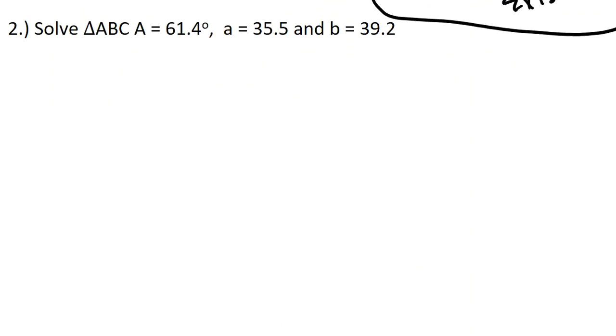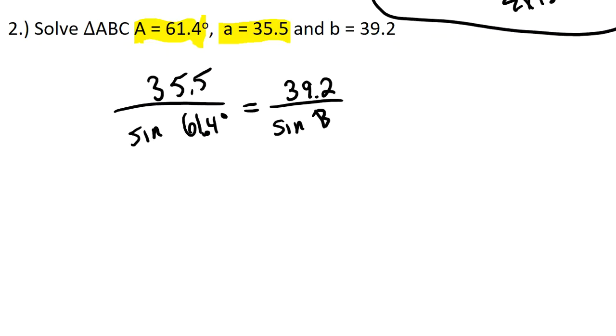The second triangle we're going to solve for is triangle ABC, and we're given angle A equals 61.4 degrees, side a equals 35.5, and side b equals 39.2. Again, this works out nicely because we're given angle A with side a, so I'm going to set up a law of sines. So I do 35.5 over sine of angle A, which is 61.4, and that equals 39.2 over sine of B, because b is the other one that was given.